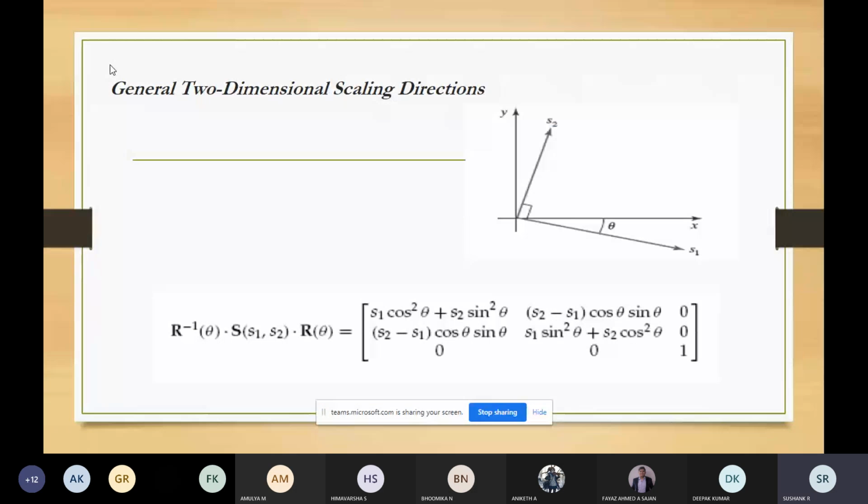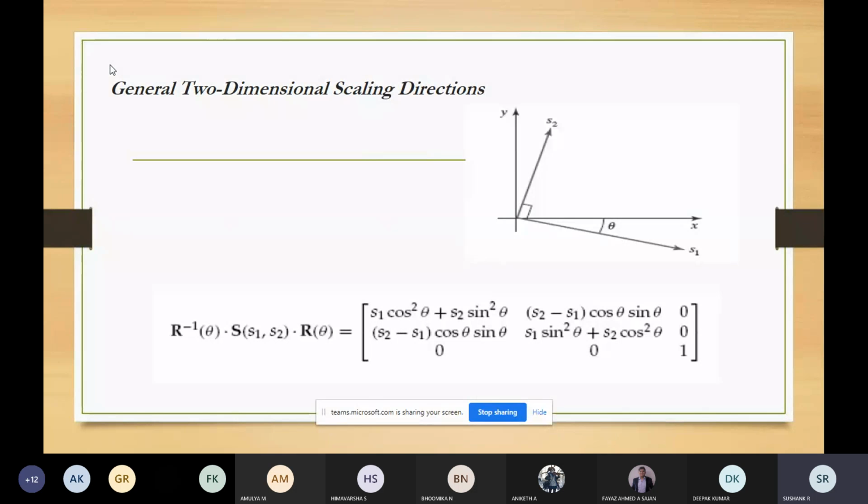In the last few classes, we were talking about the 2D transformations. In this, we have studied translation, rotation, scaling. After that, other 2D transformations like shear and reflection.